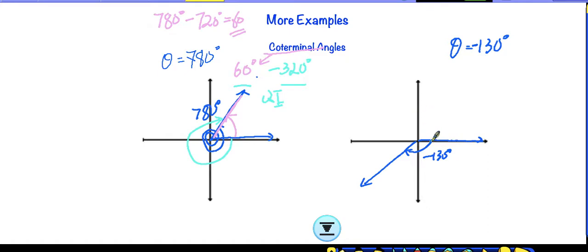So let's do a positive. Positive is we start from initial, and then we come here. So that's positive, but how many degrees then? Remember, you always think about this, the whole circle is 360, so the other side is going to be 230. So coterminal angle for this case can be 230 degrees.